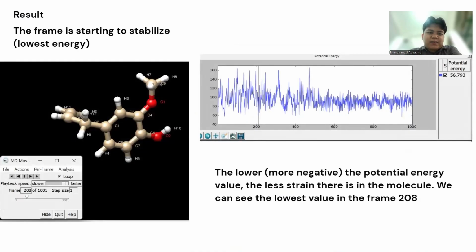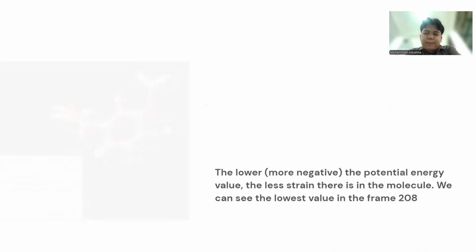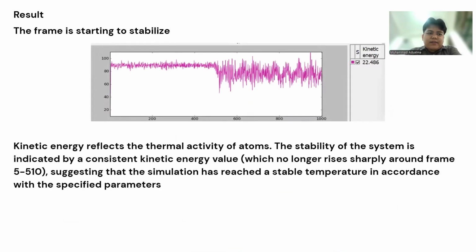Next, the potential energy starts to stabilize at a low value. The lower the potential energy value, the more stable the molecule. You can see the lower value at frame 208. Next is the stabilized kinetic energy. Kinetic energy reflects the thermal motion of the atoms. Stability of the system is indicated by a consistent kinetic energy value, around 500 to 510, suggesting the simulation has reached a stable configuration in accordance with the specific parameters.